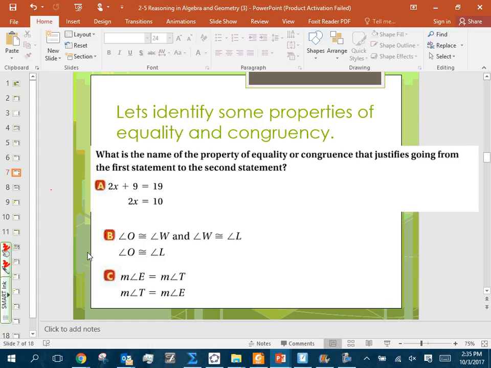Part B, question B, says the same type of thing. Now this was algebraic. This is geometric. So we start with if, and I get then. If angle O is congruent to angle W, and angle W is congruent to angle L, what allows me to make the jump straight from O to L?